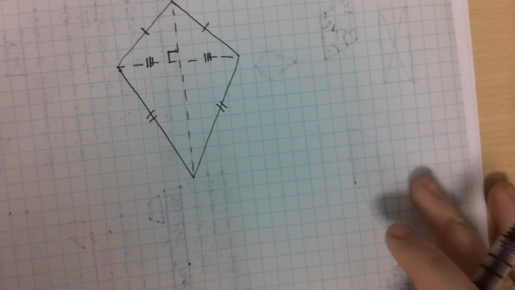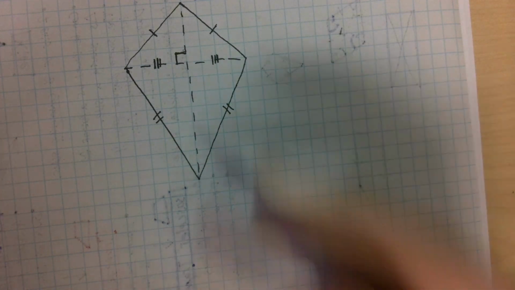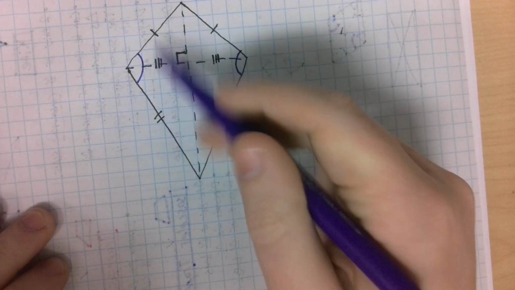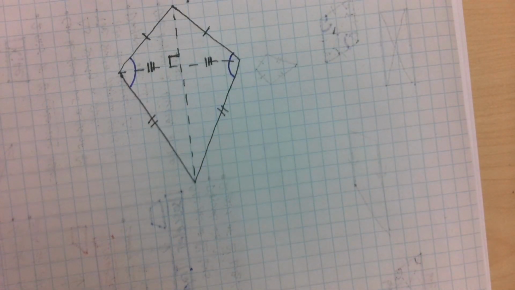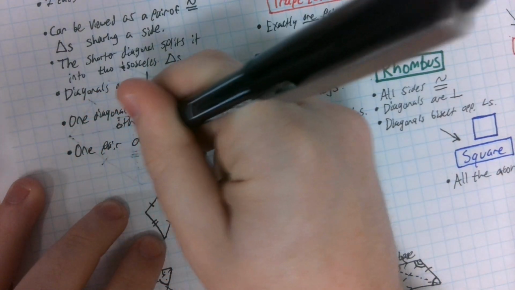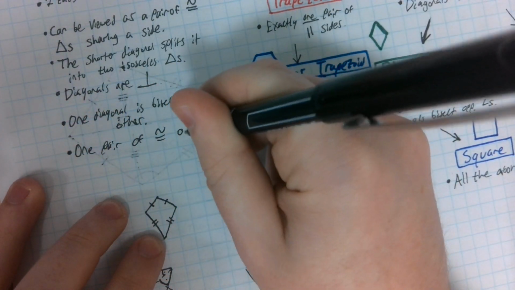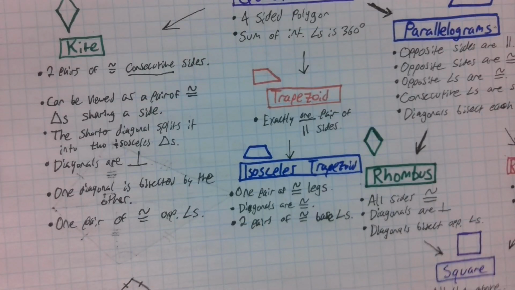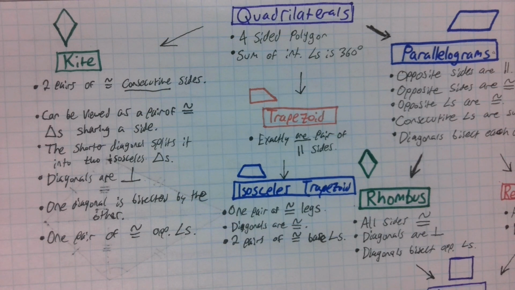Last but most certainly not least, if we look at the angles here and here, in between the two non-congruent sides, we see that those two angles are the same. So it has one pair of congruent opposite angles. That is the weirdness of the kite.